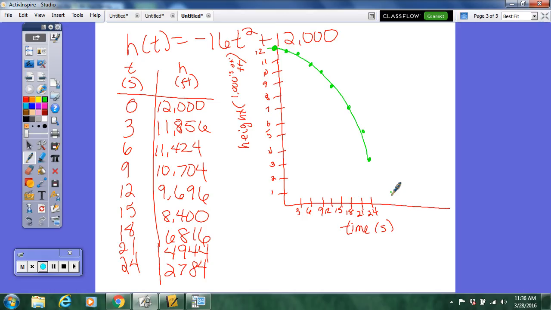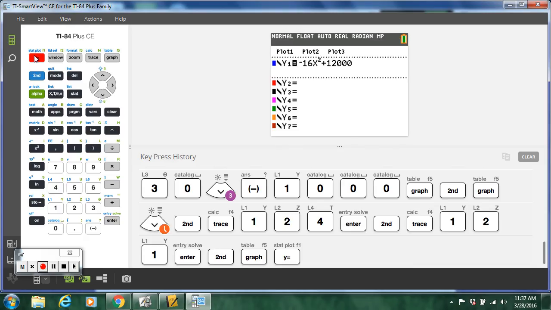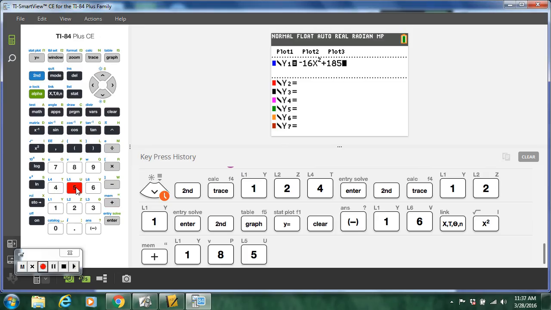Alright, so 7. Galileo dropped a cannonball from the leaning tower of Pisa, which is 185 feet above the ground. How long did it take for the cannonball to hit the ground? So what's our equation going to be? When we type it in there, what's it going to be? Y equals what? Negative 16x squared plus 185.